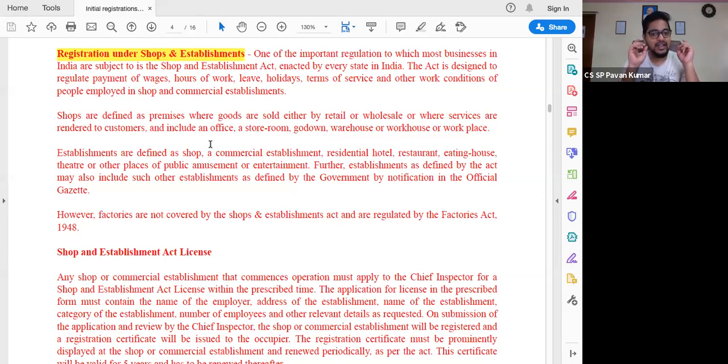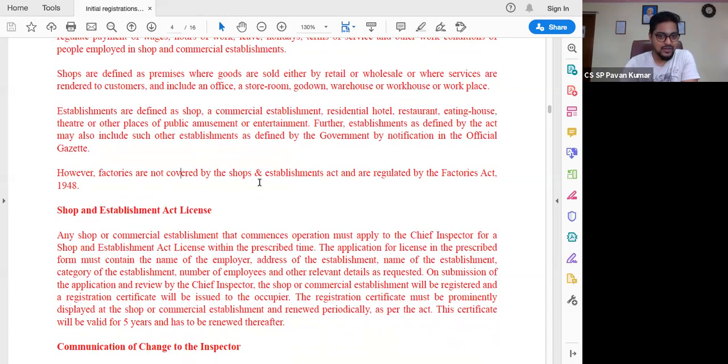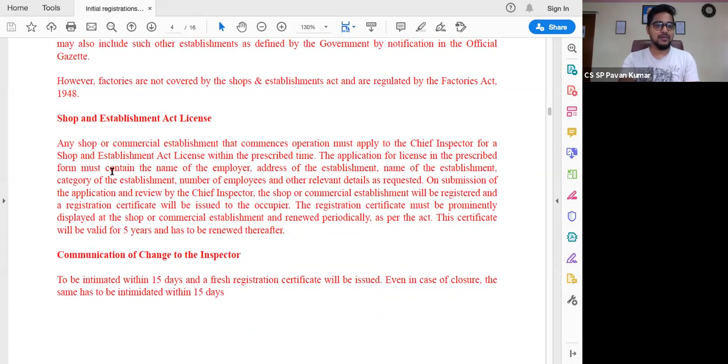And what is an establishment? Establishment is again defined under the Act, which includes a commercial establishment, residential hotels, restaurants, eating houses, theaters, public amusement, and any other entertainment, like amusement parks, theme parks. So all these things are establishments. However, factories are not covered under the Shops and Establishment Act because they are regulated under the Factories Act. So you cannot call a factory an establishment because it is governed by some other act. Apart from that, everyone is supposed to take a license under the Shops and Establishment Act.